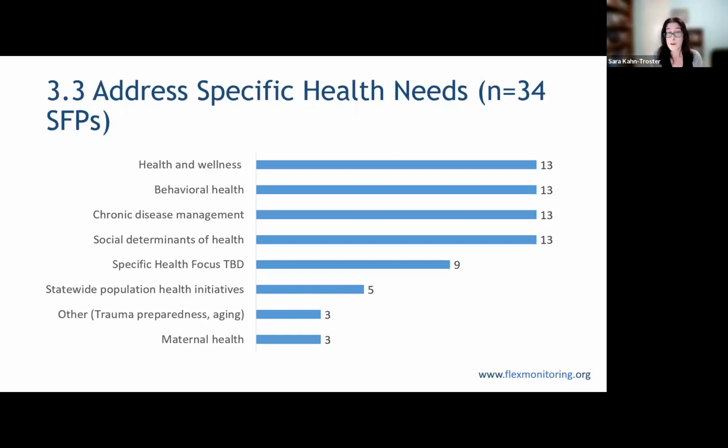Notably, 9 of the 34 states indicated in their applications that they were waiting to determine which specific health needs to focus on until after they had worked with their CAHs to assess needs and determine priorities under activity category 3.1, which makes a lot of sense when you're considering activities across a 5-year cycle and you're proposing before you've done your data collection.